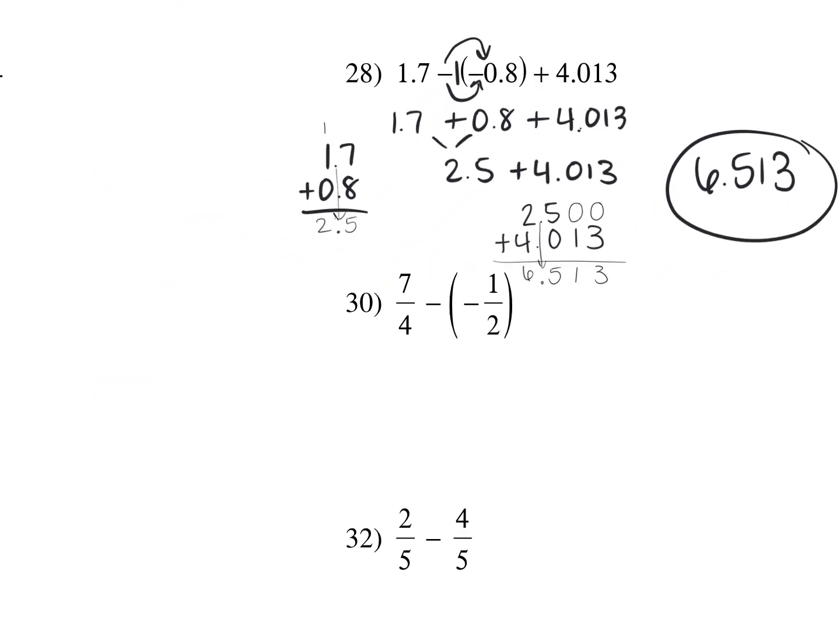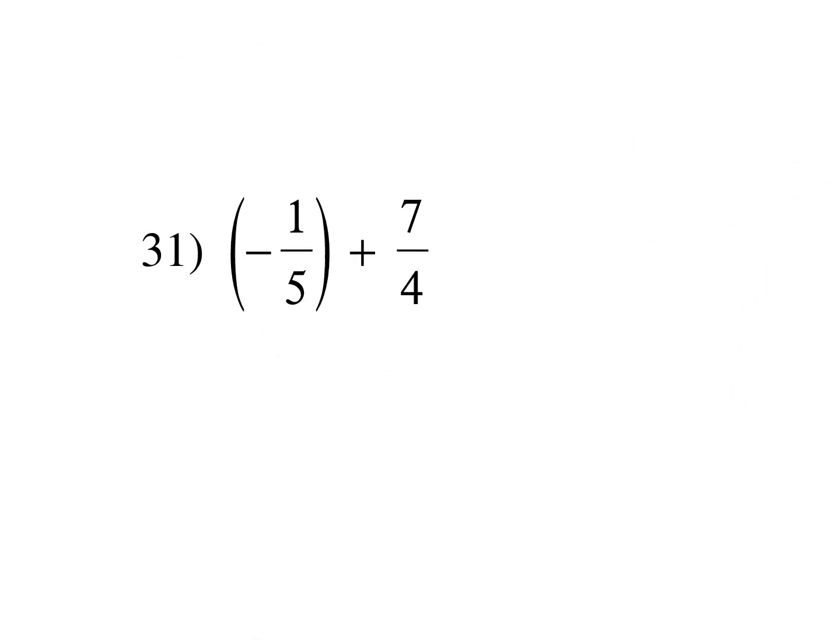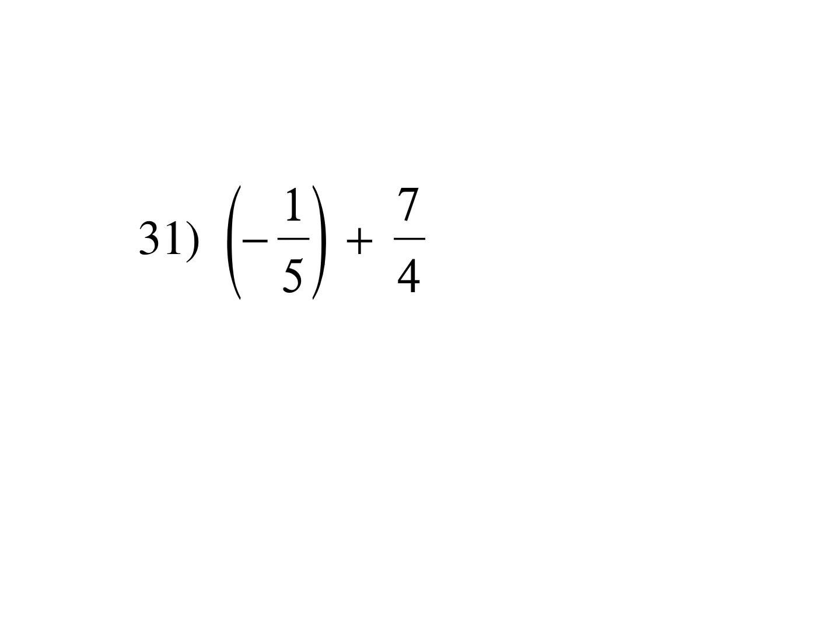Okay, and then let's go ahead and do one of the fraction problems. I would like to do number 31, okay? Number 31, you have negative 1 over 5 plus 7 over 4. Now, when you're adding or subtracting fractions, you always have to remember that you need a common denominator. Now, the denominator is the number on the bottom of your fraction. Right now, I have a 5 and I have a 4.